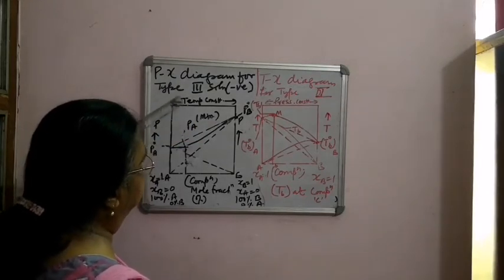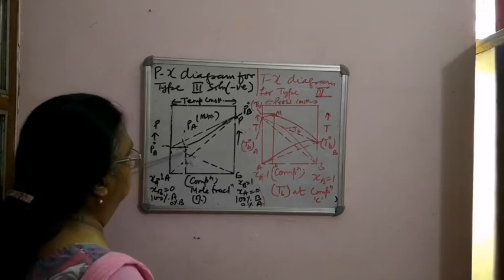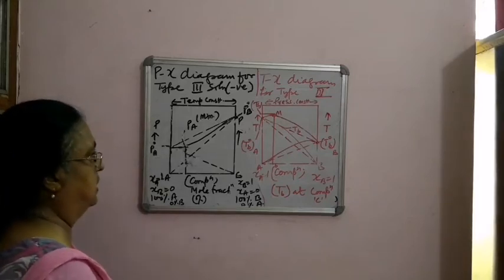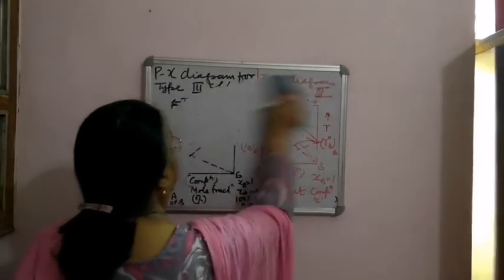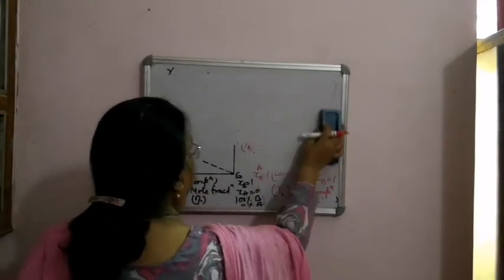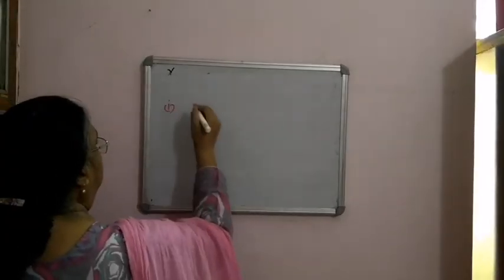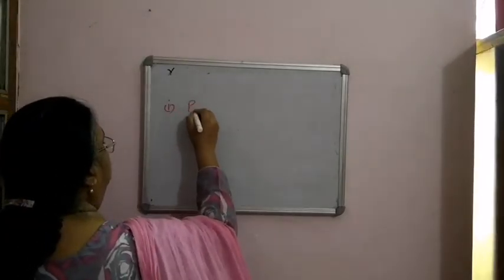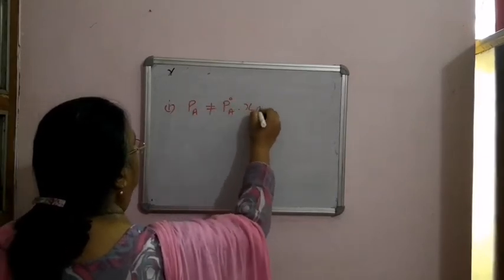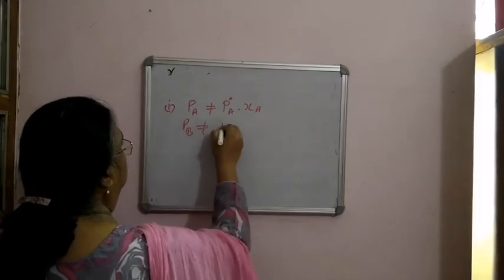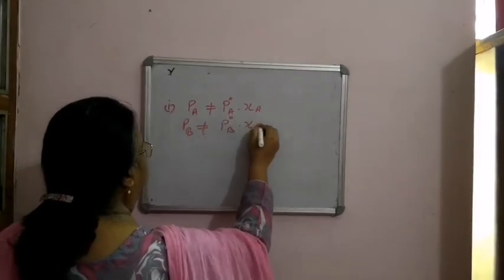Maximum vapor pressure in type 2, minimum vapor pressure of the solution in type 3. Now we will see the reason for this. The reason is exactly like what we have done for type 2. What is that first condition? That is, PA is not equal to the product of these for a non-ideal solution.